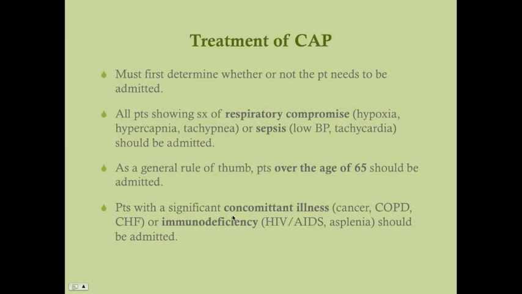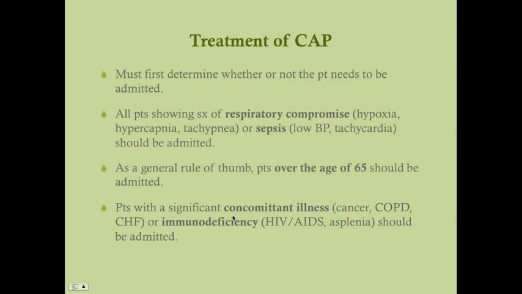So how do we treat community-acquired pneumonia? First, we have to determine whether or not the patient has to be admitted, because whether or not we're admitting the patient actually is going to change how we are supposed to treat the patient. So the question then becomes, when do we admit the patient? We admit any patient that shows respiratory compromise or sepsis. So if the patient needs to be in the hospital to be stable, then yeah, we have to admit them. That's the rule of thumb for anybody. If they have to be in the hospital, then they got to stay in the hospital.